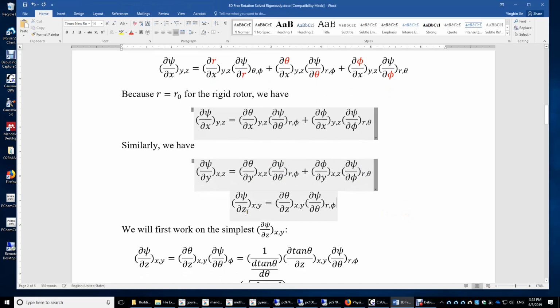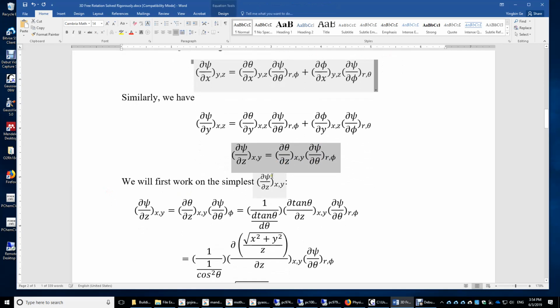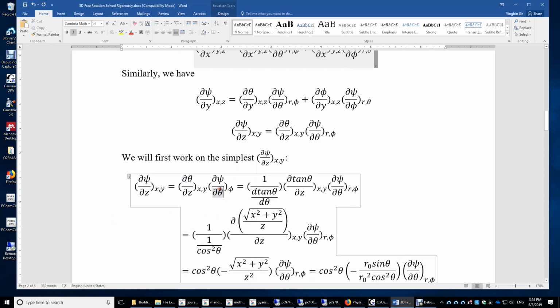Finally, z is r naught times cosine theta. So it is just a function of one single variable, theta. Therefore, we have only one term here. And when z changes, theta changes. When theta changes, psi changes. We'll look at the simplest, delta psi over delta z here. And then it's the product of two terms.